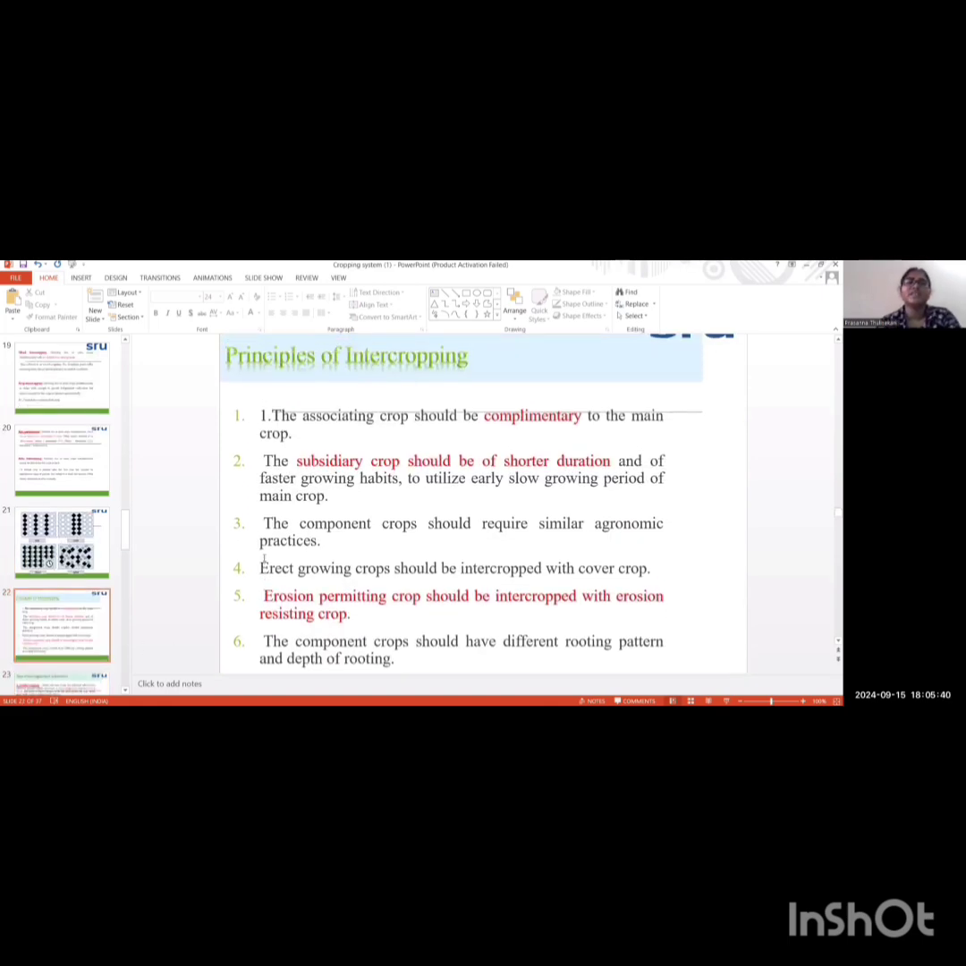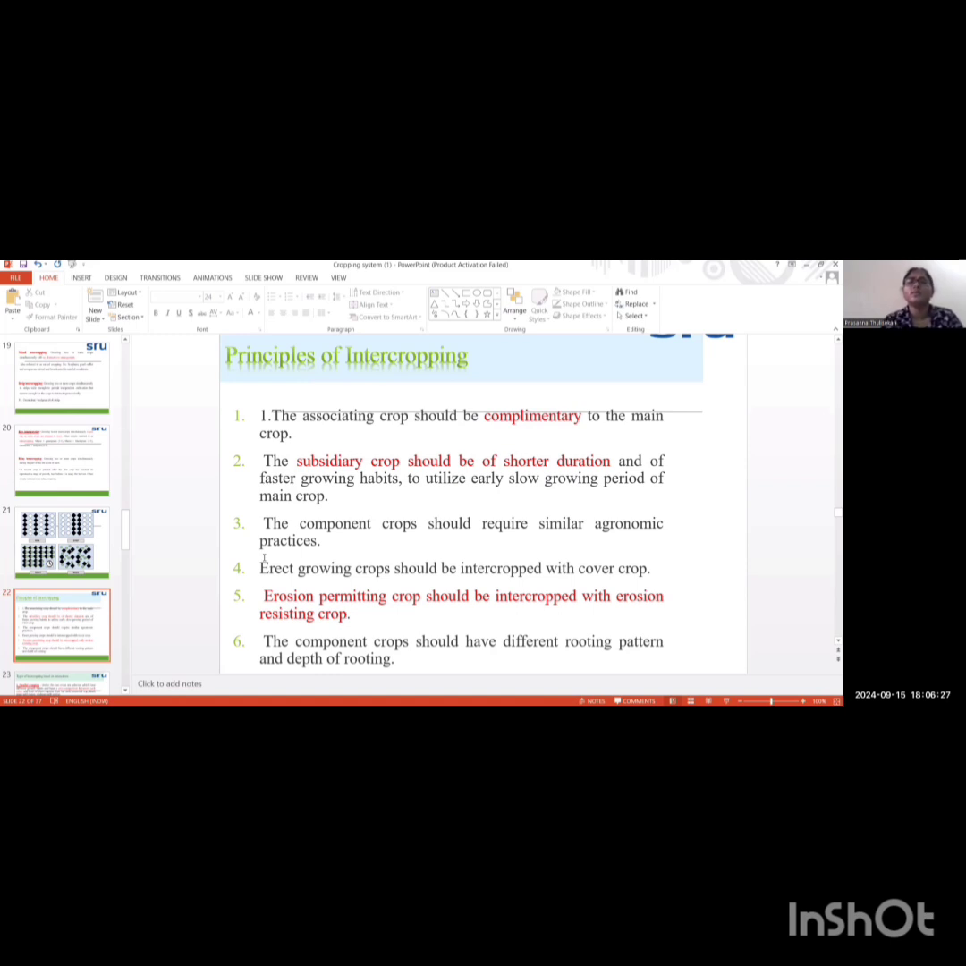Next are the principles of intercropping. What are the principles related to intercropping? First, the associated crop should be complementary to the main crop. Next, the subsidiary crop should be of shorter duration and of fast growing habit to utilize the early slow growing period of the main crop. Third, the component crops should require similar agronomic practices. If you select any two types of crops for intercropping, they should have similar agronomic practices, and erect growing crops should be intercropped with cover crops. So if you choose one as a tall growing plant, the other should be a shorter one. And if you choose one as a longer duration crop, you can choose the other as a shorter duration one.